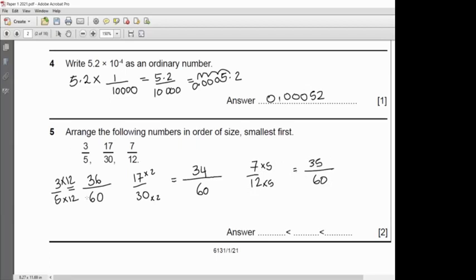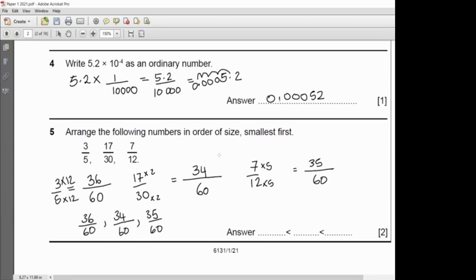So my 3 fractions, if I write them in the order that they are given here, 3 over 5, this is 36 over 60. 17 over 30, this is 34 over 60. And then 7 over 12, this is 35 over 60. And now because the denominators are all the same, all I need to do is compare the numerators.